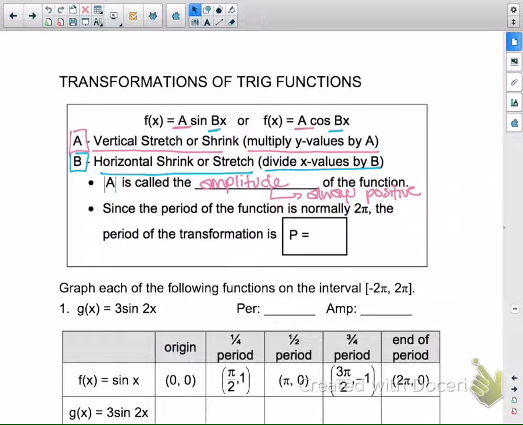The B value is used to find the period of the function. You are always going to take the normal period of the sine and cosine function, which is 2 pi, and you are going to divide it by B. So on question 1 here, we're just going to practice this. First, I'm not using their tables at all because I find them very confusing, and I'm going to get rid of those at some point in my life, but never have a chance.